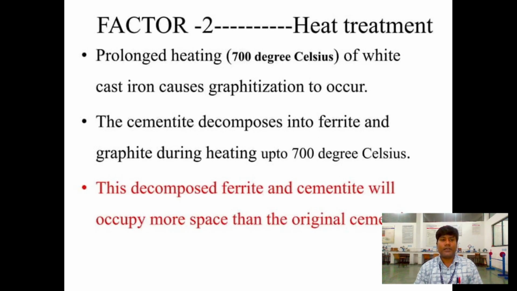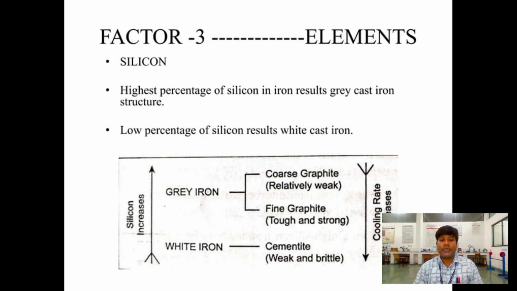Heat treatment: if we prolong heating of white cast iron at 700 degrees centigrade, it causes graphitization to occur. The cementite decomposes into ferrite and graphite during heating up to 700 degrees centigrade. The decomposed ferrite and graphite will occupy more space than the original space. In gray cast iron, coarse graphite is relatively weak, and fine graphite is tough and strong. White iron, that is cementite, is weak and brittle.